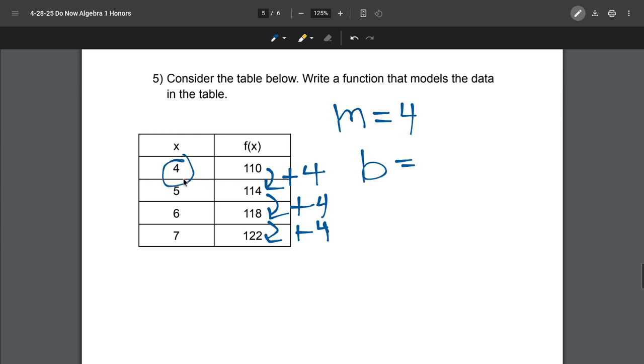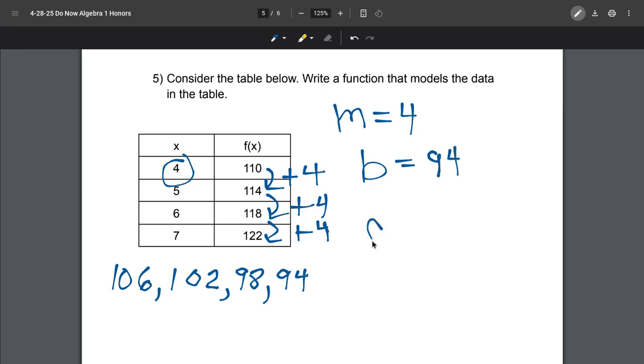So x is starting at 4. If we go down to 3, we're going down to 106. Then we go down to 2, that's 102. Then 1 is 98. And then when x equals 0, b is going to be 94. Okay, so b is going to be 94. So my function f of x is going to equal 4x plus 94.